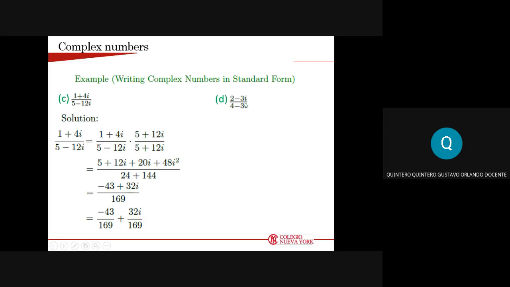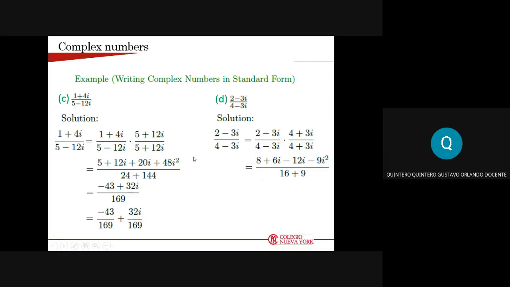Now with a negative on top. Again, take the same number and multiply up and down by the conjugate of the denominator. The conjugate of the denominator will be 4 plus 3i. 4 plus 3i on top, 4 plus 3i down. From here, just do the operations. So multiply on the numerator and multiply on the denominator. Here, the multiplication in the denominator will be 16 plus 9.